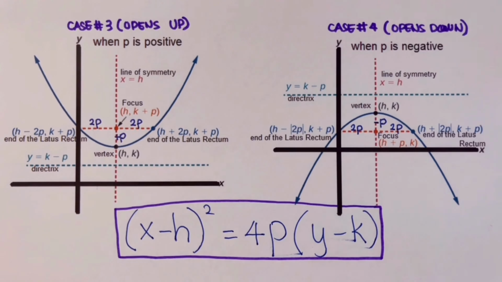In this example, we're supposed to write the vertex form and sketch the graph of this given equation that we have right here. So I'm just going to go ahead and rewrite this equation. What I would do next is change this left side of the equation into a perfect square trinomial by completing the square.